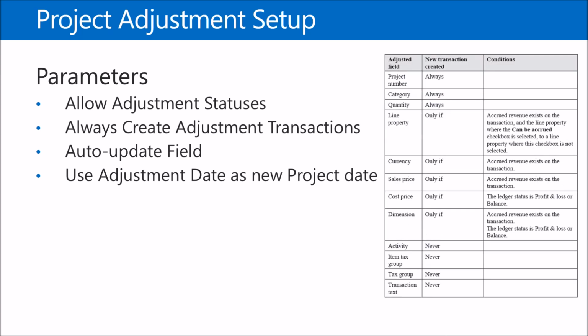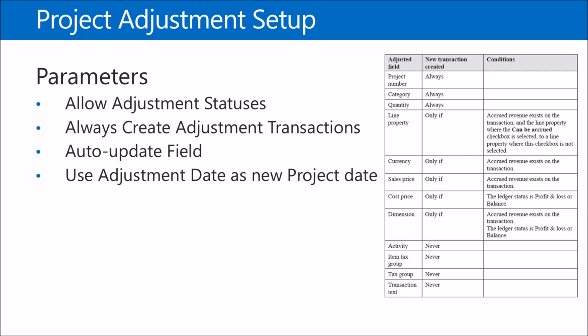And then finally, there's this table. This table's out on TechNet. If you want to search on adjustments or project adjustments, you'll run into it. This really tells you what happens when you make adjustments. It doesn't matter whether you have the always create adjustment transaction checkbox toggled to yes or no. Sometimes the adjustment transaction is just forced, and this is a graphic that represents what happens when you adjust specific things. For the first three, project number, category, and quantity, if you change those on any transaction, a new transaction is always forced.